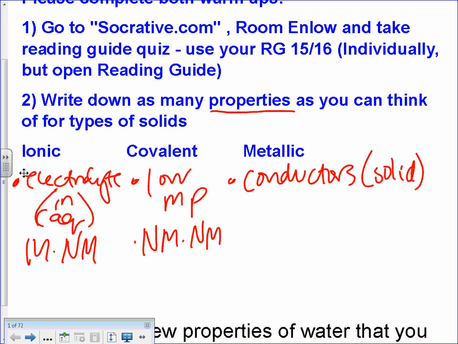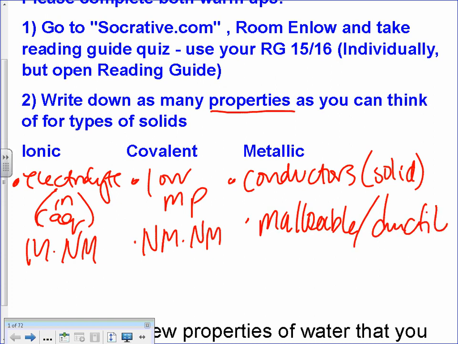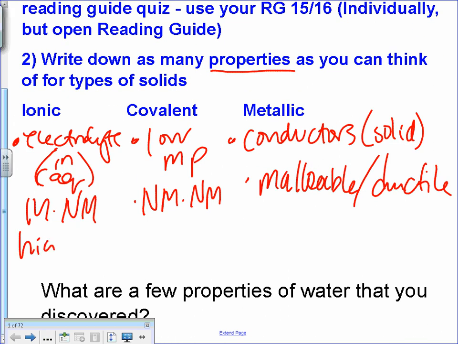Metallic is malleable. Metallic are malleable. Good. Malleable and ductile. I'll go ahead and just add that one there since we're probably all thinking it. Also really strong. Really, really strong, right? So high melting point and strong bonds. All right? And then covalent, we understand that they have a low melting point.